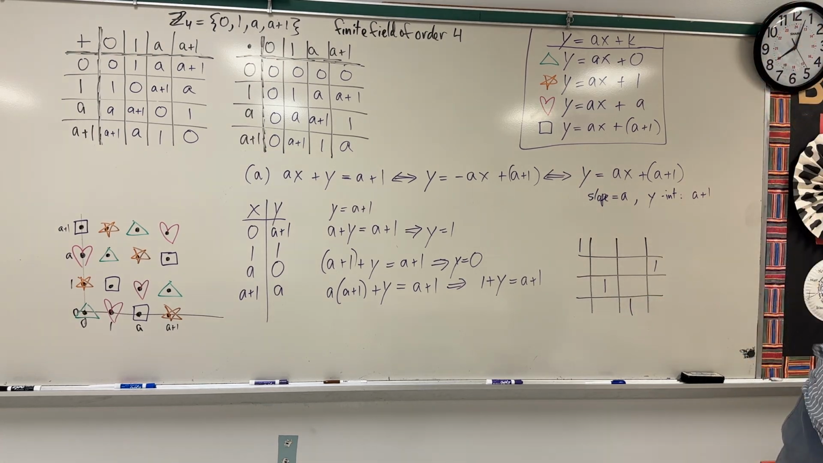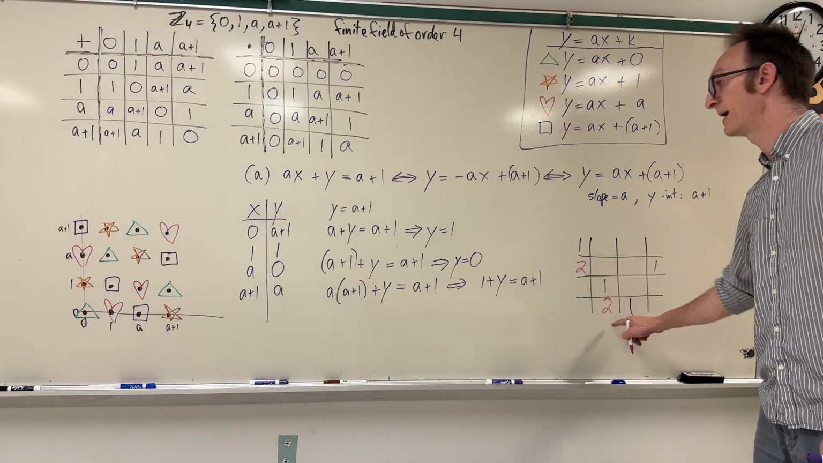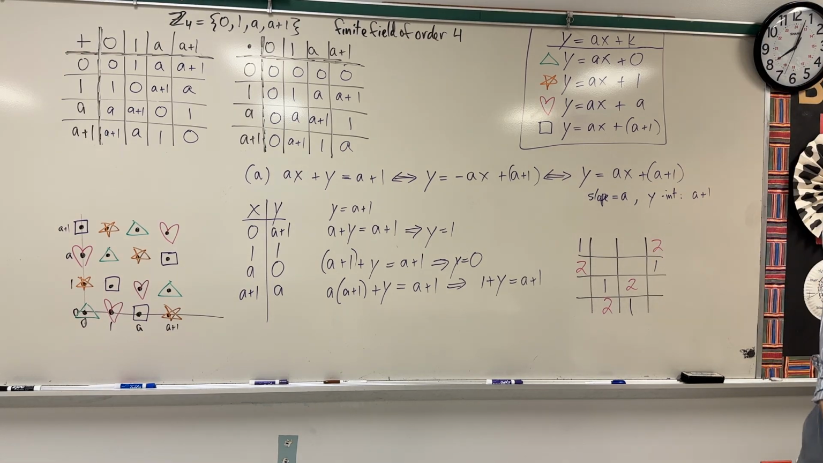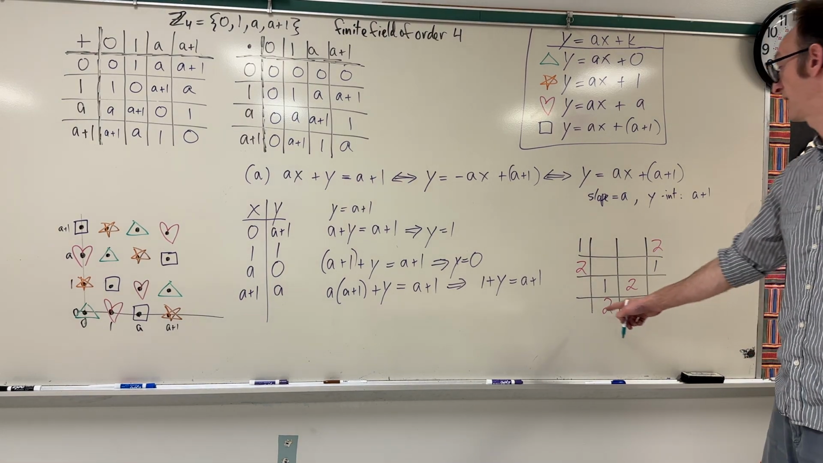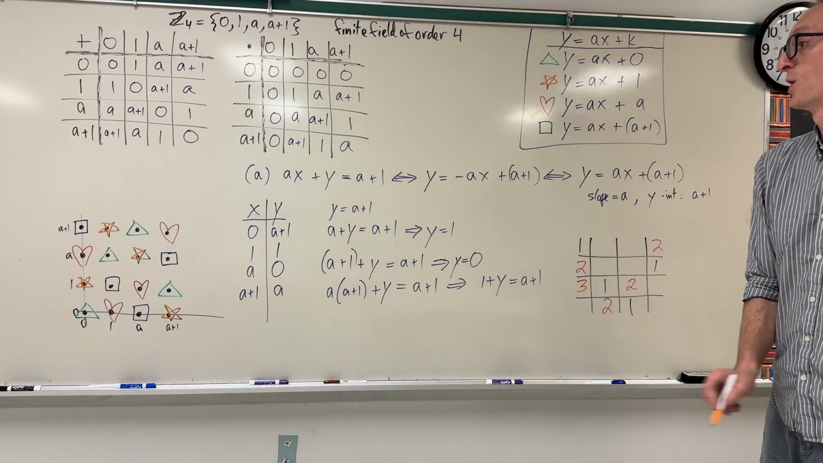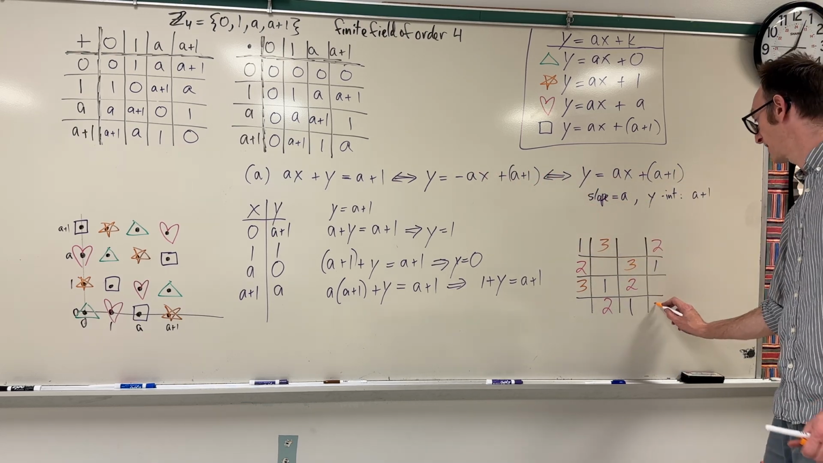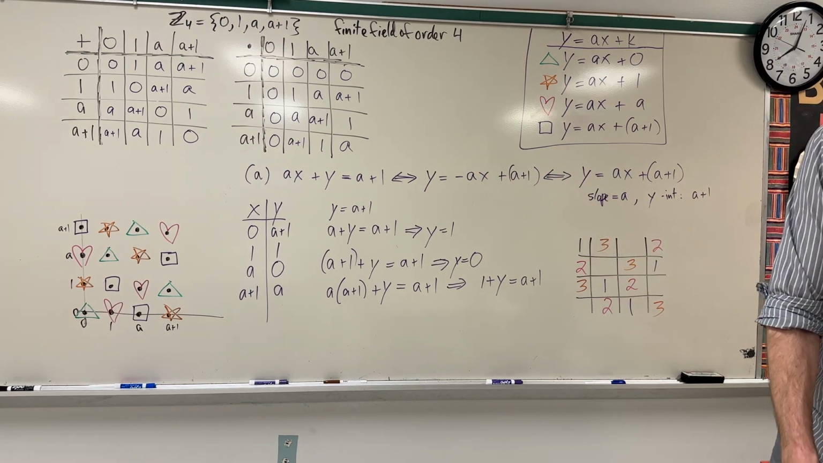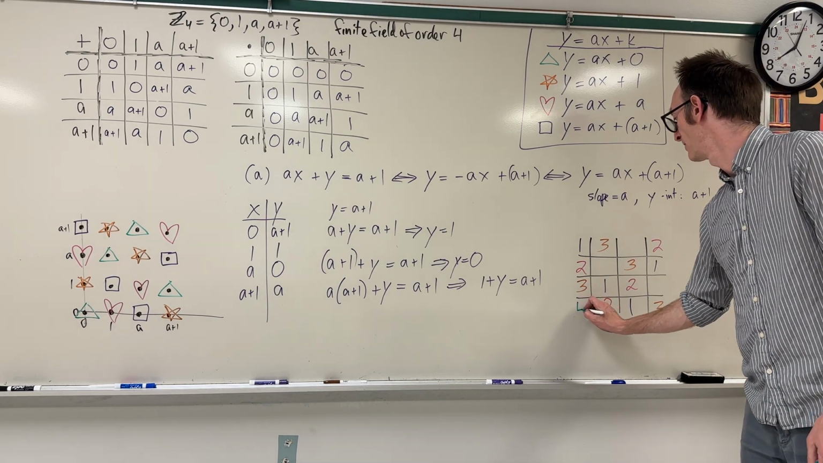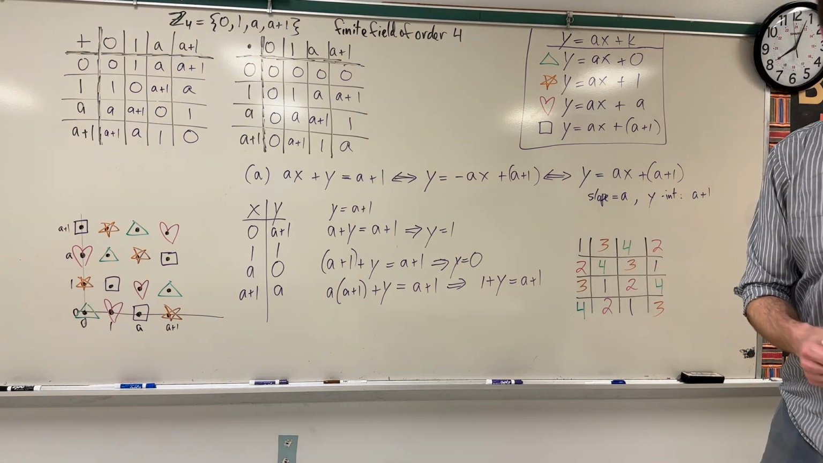Then you'll have the line of 2s. So that's 2. I'll make my hearts 2. You'll have the line of 3s. I'll use orange. So 3, 3, 3 and 3. And you'll have the line of 4s. So 4, 4, 4, 4. Okay, what is this? It's a Latin square.